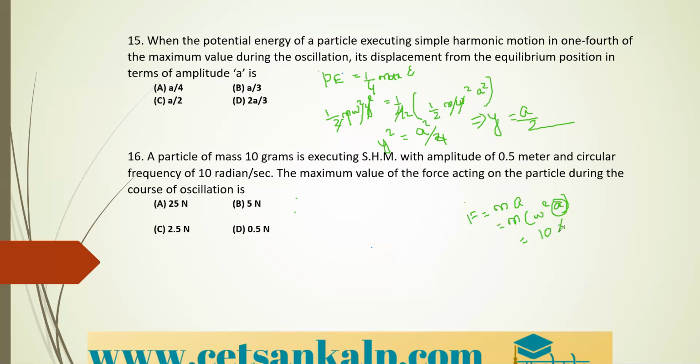See, mass is given in terms of grams, therefore convert it in terms of kg, that is 10 into 10 raised to minus 3, into omega value, that is 10, but here it is omega square, therefore it becomes 10 square, into amplitude is 0.5. So 10 into 10 raised to minus 3 into 10 raised to 2 into 0.5. So after simplification, you will get it as 0.5 Newton. 0.5 Newton is the answer here. Therefore, the option D is the correct one.